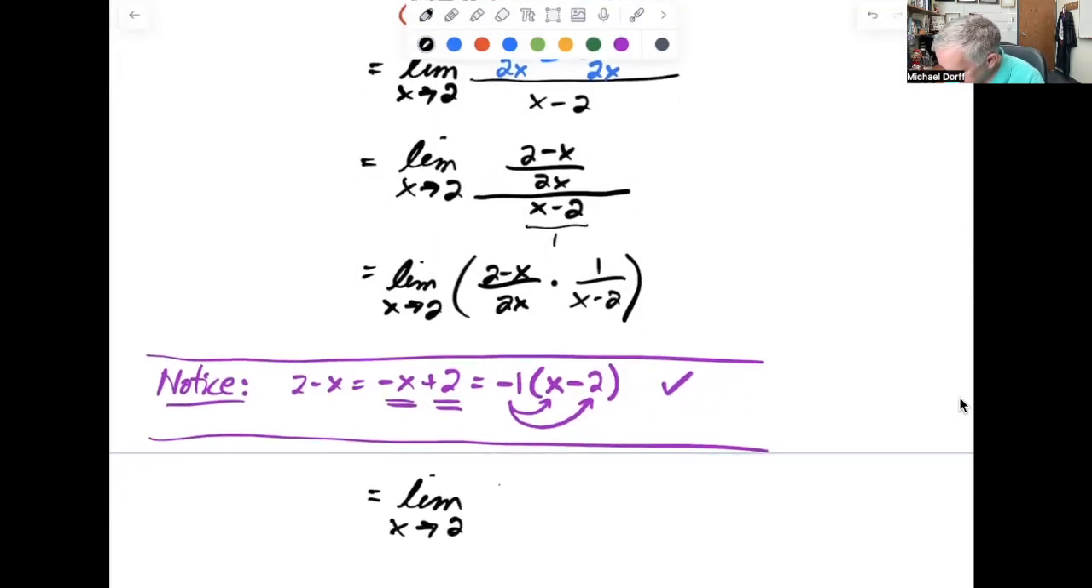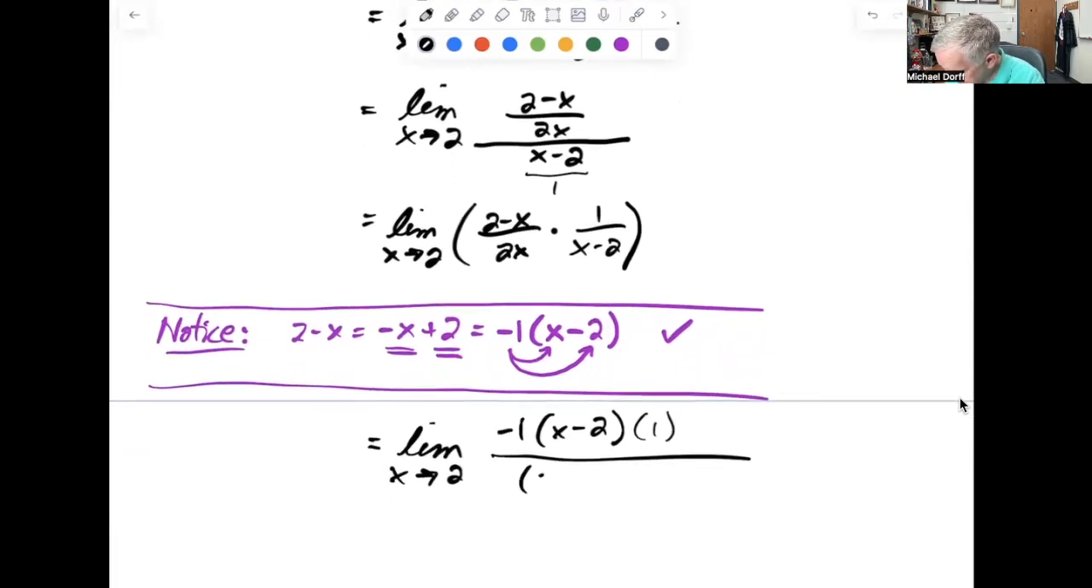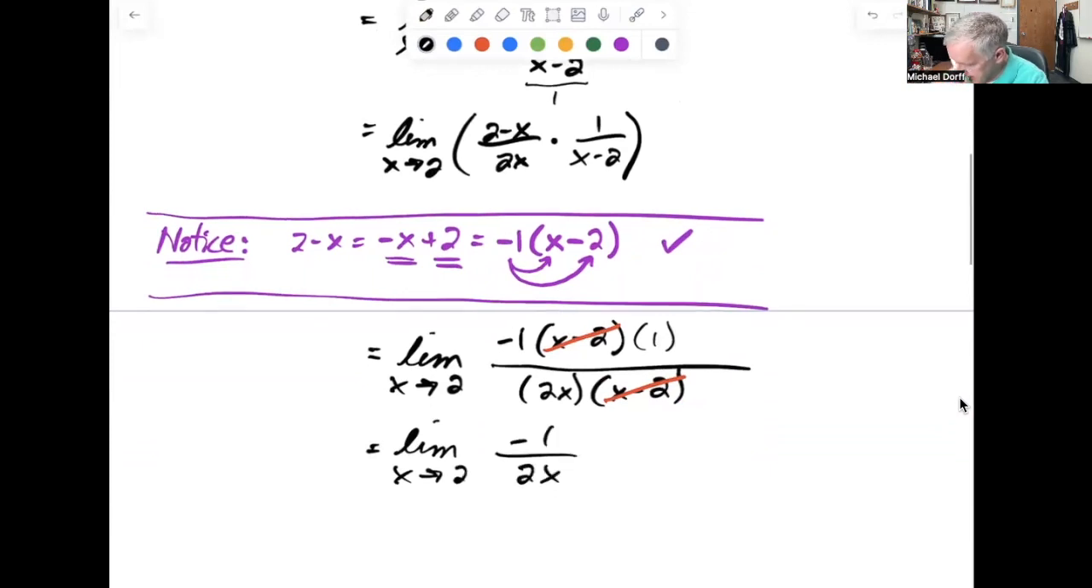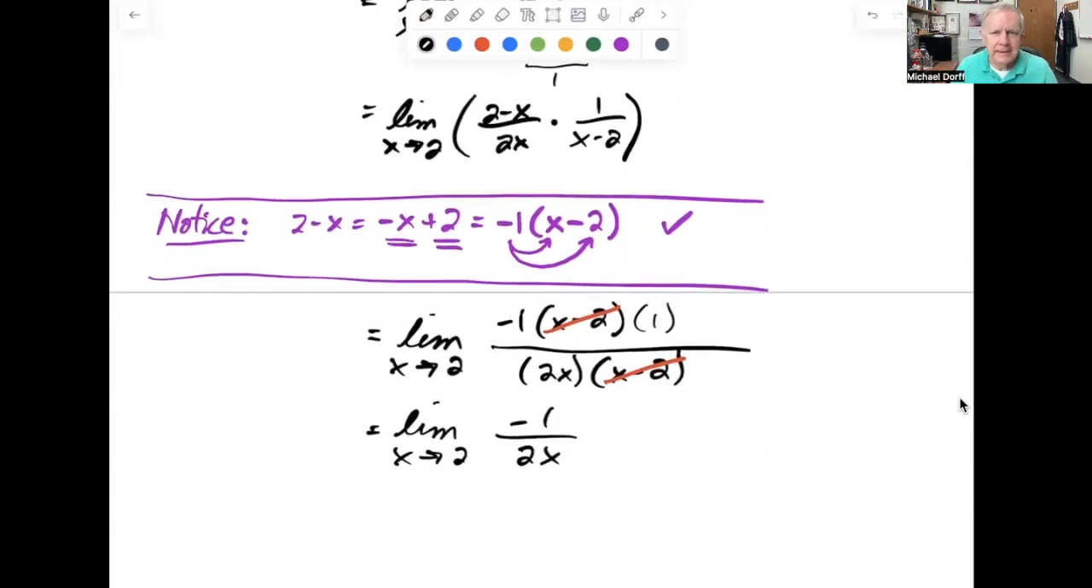I'll use that fact to rewrite the top part to give me a negative 1 times x minus 2 on the top, times the 1 that I had up there. On the denominator, I've got the 2x and the x minus 2. Now I've got my x minus 2 on both the top and the bottom. I can cancel those out, and rewrite this as the limit as x goes to 2 of negative 1 over 2x.